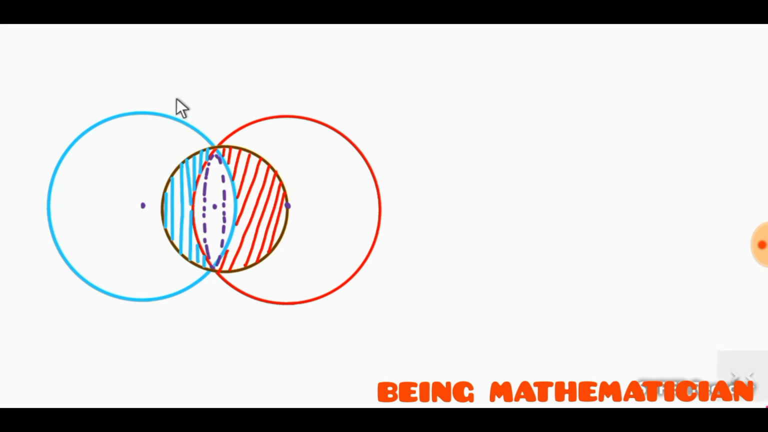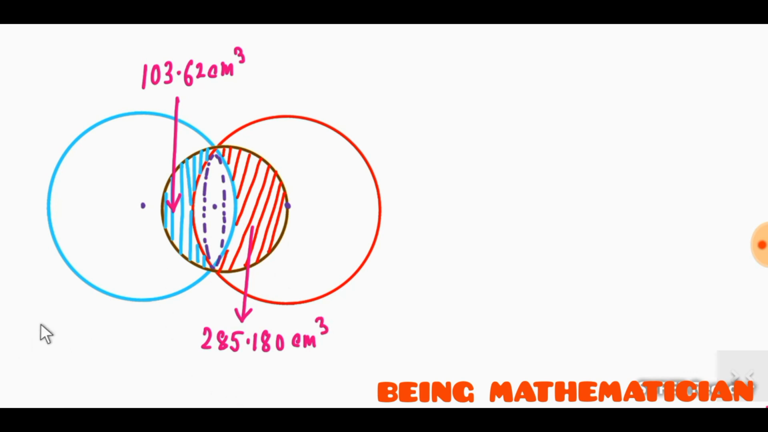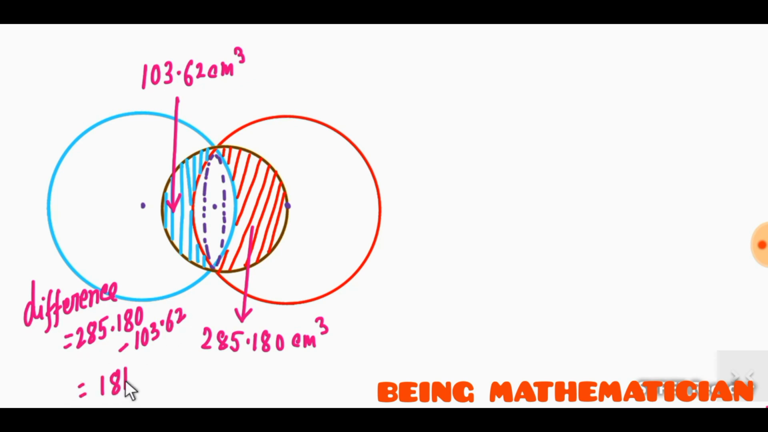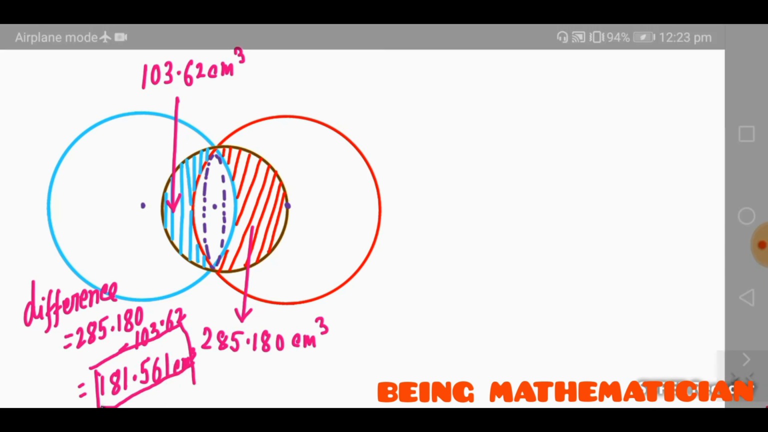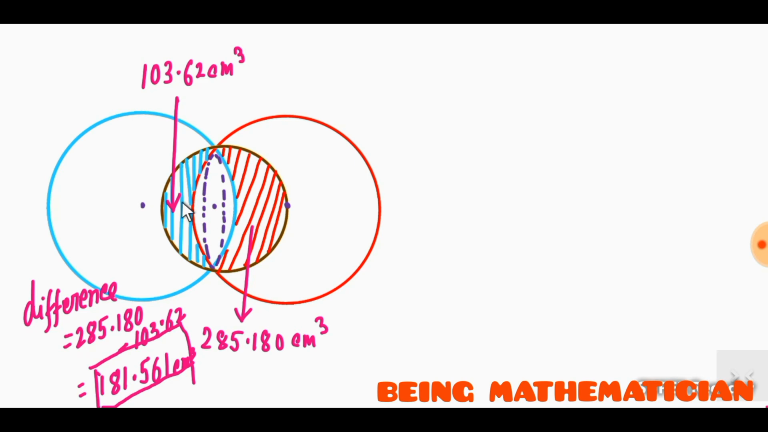So at last we get the volume of this shade, that is approximately 103.62 centimeter cube, and the volume of this shade is 285.180 centimeter cube. So the difference of these two volumes is 285.180 minus 103.62, and it will be 181.561 centimeter cube approximately. So this is our final answer, the result of the difference of these two shaded volumes.